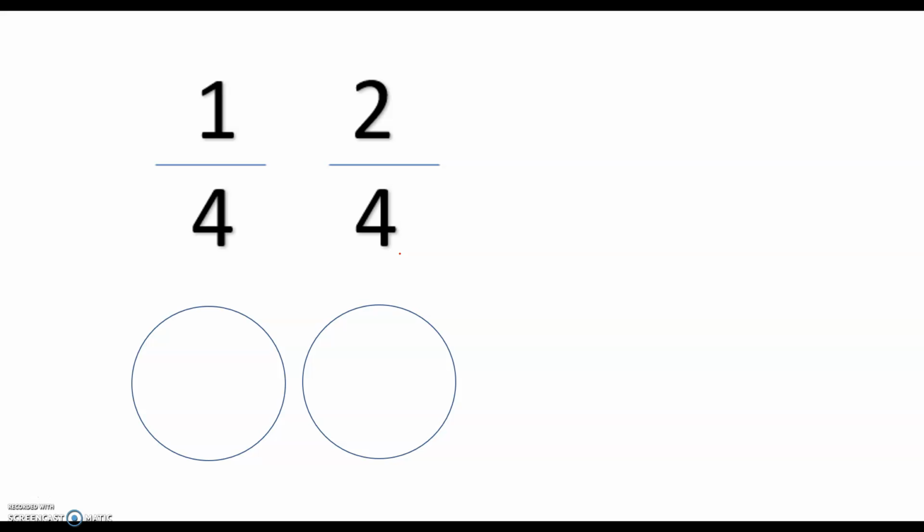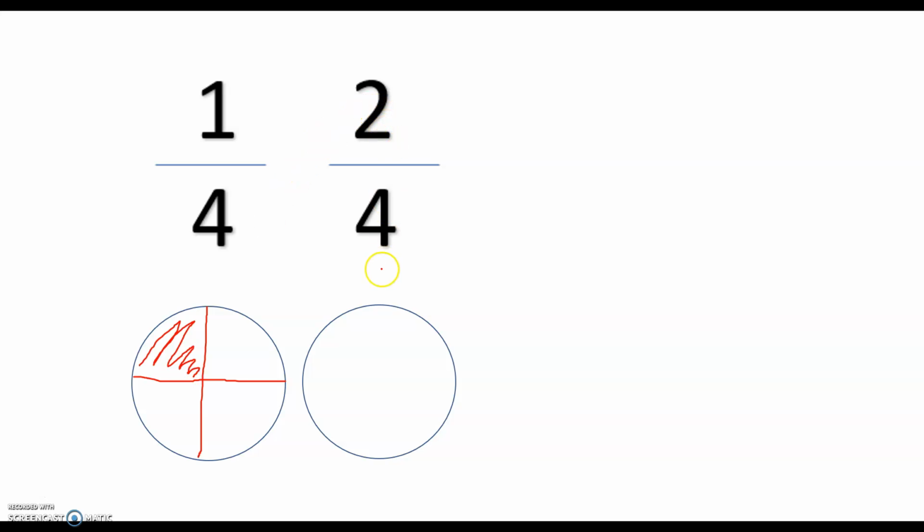Let's take a look at 1/4 and 2/4. I know that 4 pieces make a whole in 1/4. I'm going to separate this circle into 4 pieces. I look at my numerator and I have 1 piece of the 4. So I'll shade 1 piece.